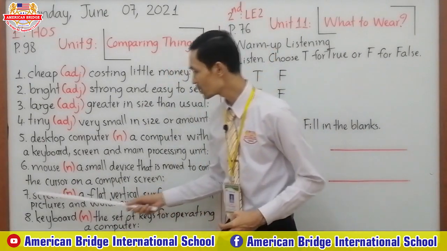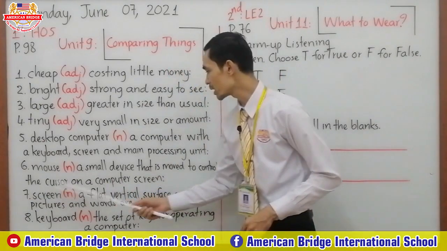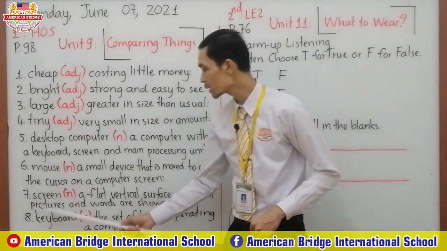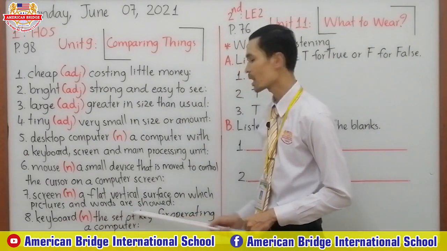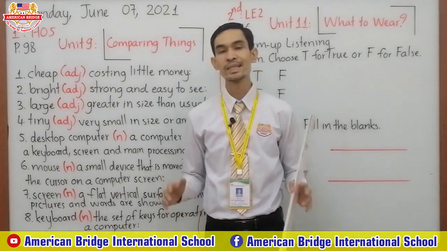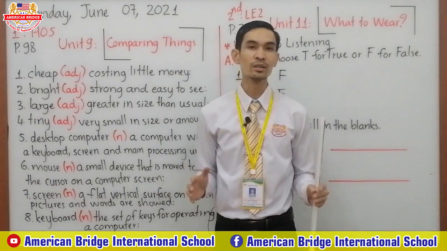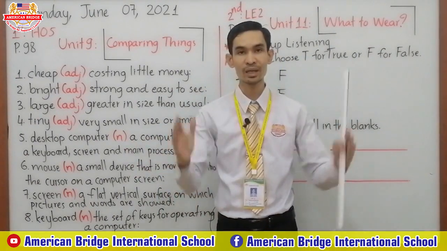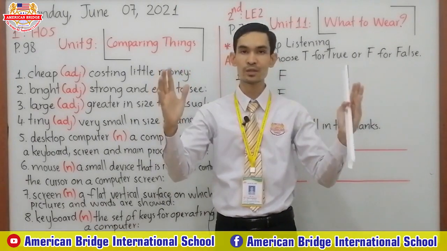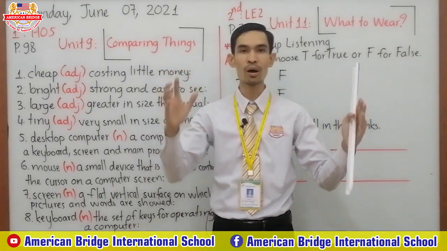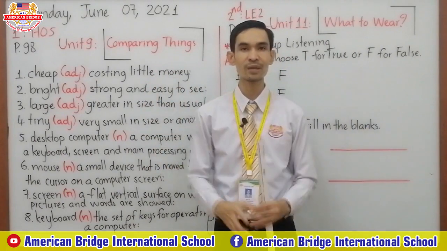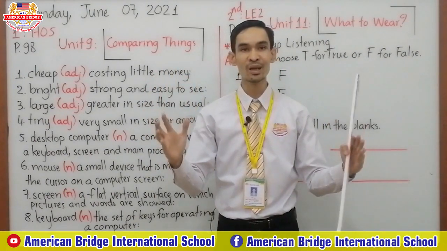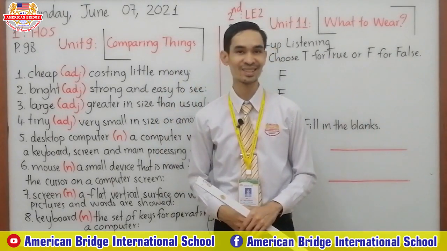Let's continue to the word screen. Screen means a flat vertical surface on which pictures and words are shown. Okay, screen. So your desktop computer has a screen. The screen shows you something like pictures, Word, Excel, or something else, right? This one we call screen. Without a screen, you cannot look at anything.